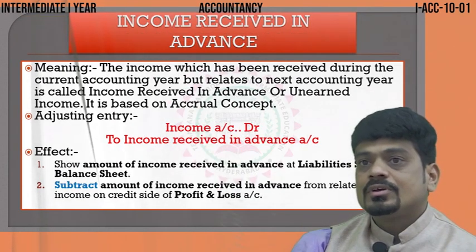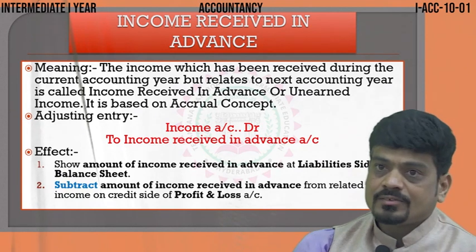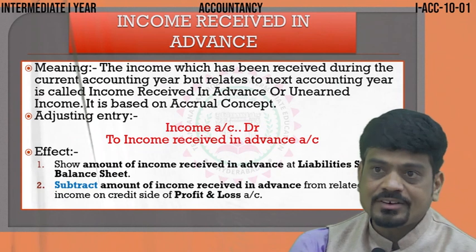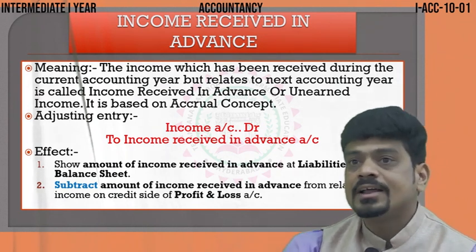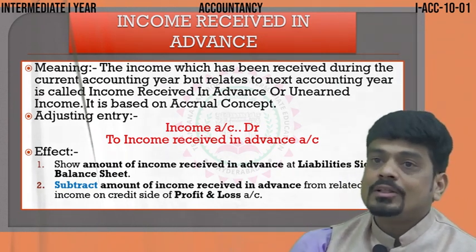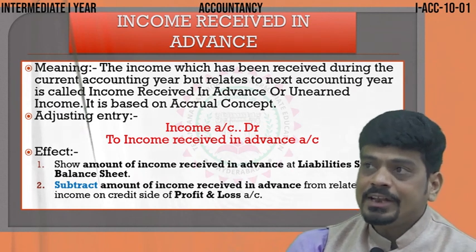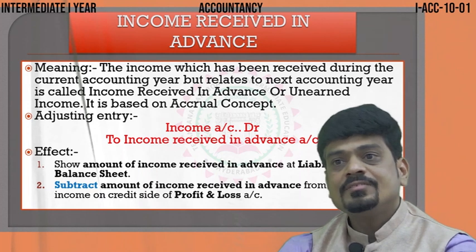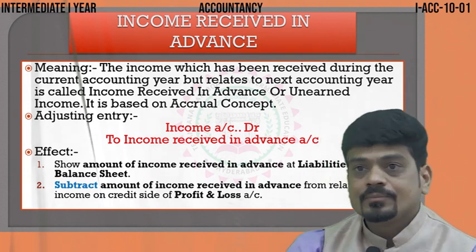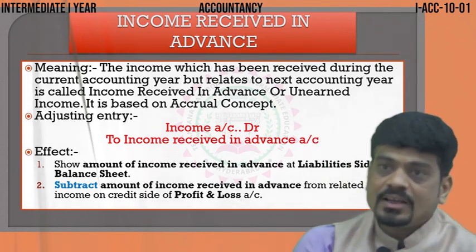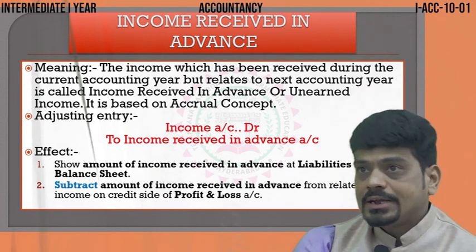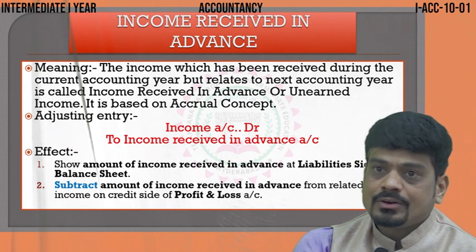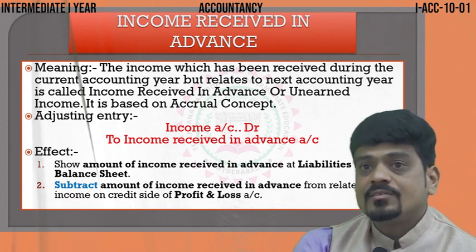Then comes income received in advance. Already we have received in advance. Previously we saw we haven't received, but sometimes in advance we will receive. And those incomes which relate to some other accounting year, but we have received in the current accounting year only, are called income received in advance or unearned income. Adjusting entry, income account debit to income received in advance account.